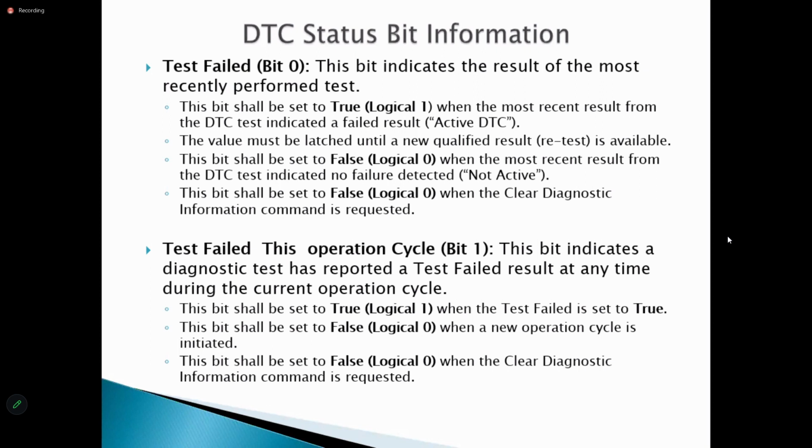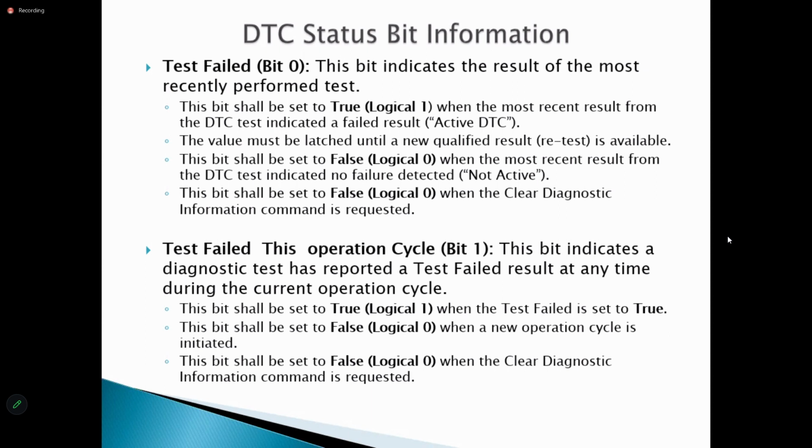Okay, fine. Now we'll see the next bit. So next bit is bit 1. Test failed this operation cycle. So this bit indicates a diagnostic test has reported a test failed result at any time during the current operation cycle. See, what do you mean by operation cycle?